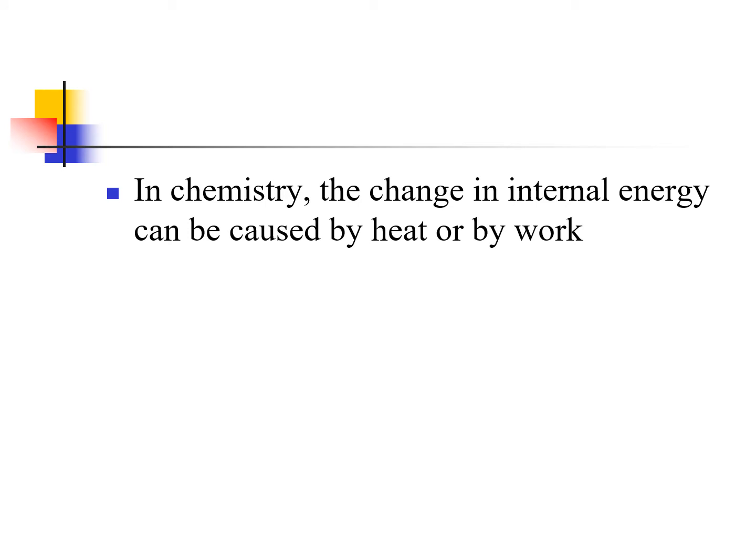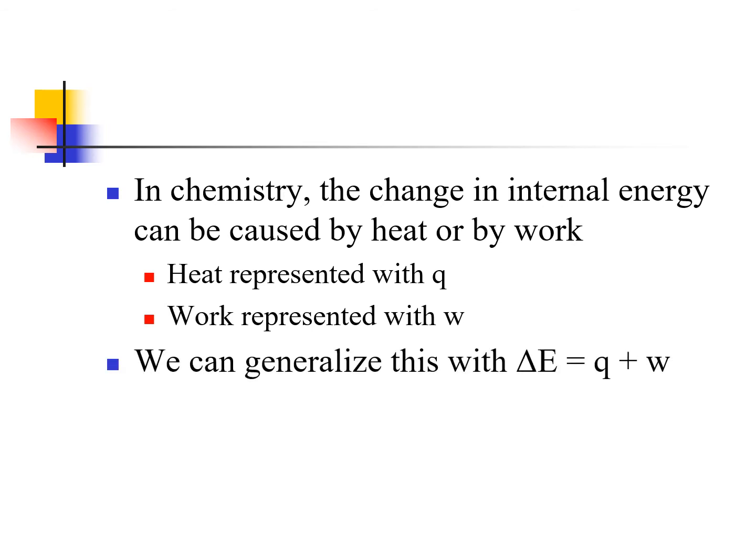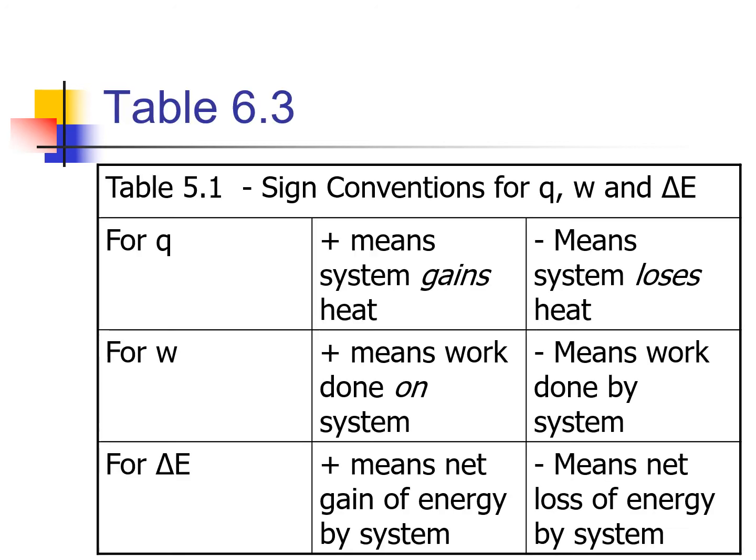Now again, in chemistry, the change in internal energy can be caused by heat or work. Heat we represent with a Q, work with a W. Those can be positive or negative, as we see. By the way, the change in internal energy is just the sum of heat and work. But again, the positive and negative there can be summarized here. Saying that Q is positive means the system gains heat. Negative means the system loses heat. Positive work means work is being done on the system, and we're going to talk more about this later. This generally means the system's volume goes down. When the work is done by the system, that generally means that the system's volume goes up.